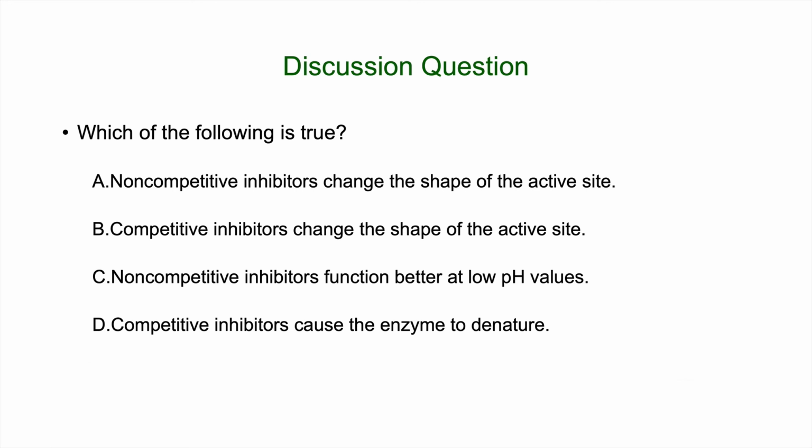Okay, so discussion question. Which of the following is true? Non-competitive inhibitors change the shape of the active site. Competitive inhibitors change the shape of the active site. Non-competitive inhibitors function better at low pH values. Competitive inhibitors cause the enzyme to denature. So you can pause the video, take a few seconds, think about it, make your choice.